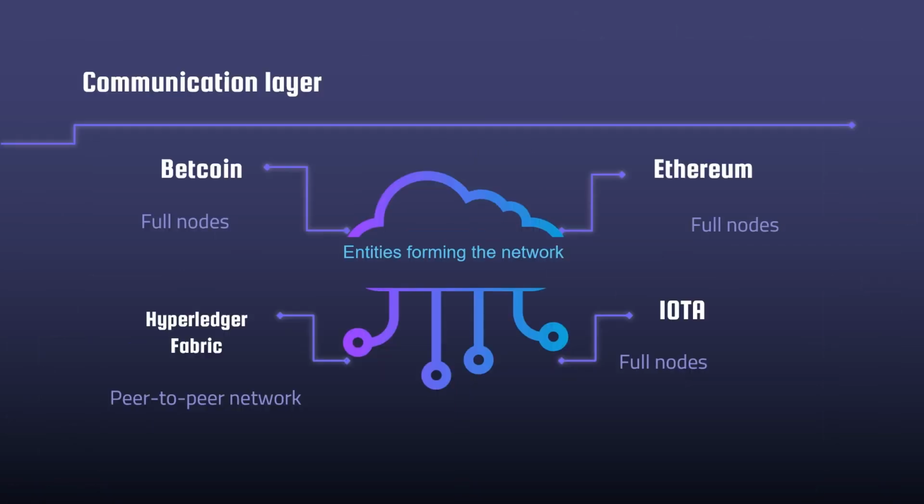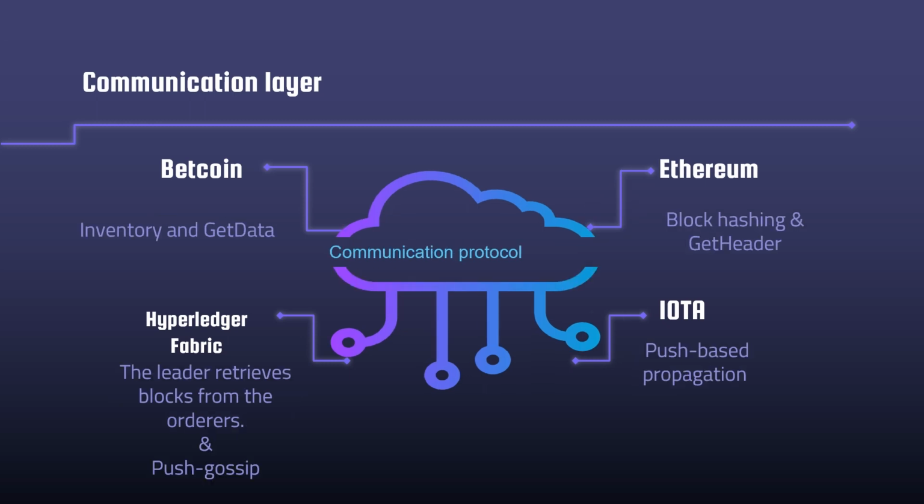We move on to the next layer, the communication layer. The entity forming the network in Bitcoin is the full nodes. It's the same in Ethereum and IOTA, whereas Fabric relies on the peers to form a peer-to-peer network. Let's move on to the next feature, communication protocol. Bitcoin uses inventory and getdata. Ethereum utilizes block hashing and getheader. IOTA uses push-based propagation, while Fabric utilizes the leader, which retrieves blocks from the orderers, and push gossip.